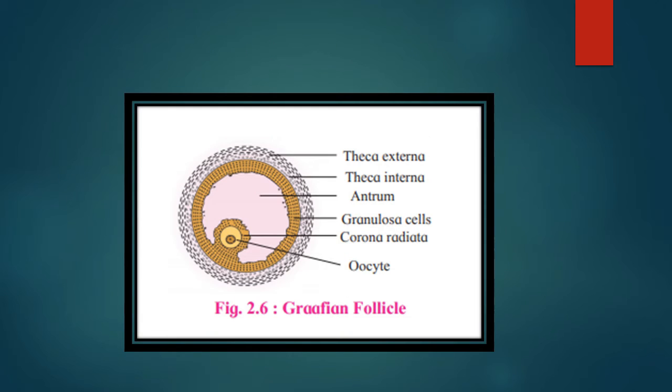This is the structure of a mature Graafian follicle, which is exhibiting a spherical follicle, the external membrane theca externa, then theca interna, the internal cavity antrum, and inner to the theca interna, that is granulosa cells, the corona radiata, and the mature oocyte.